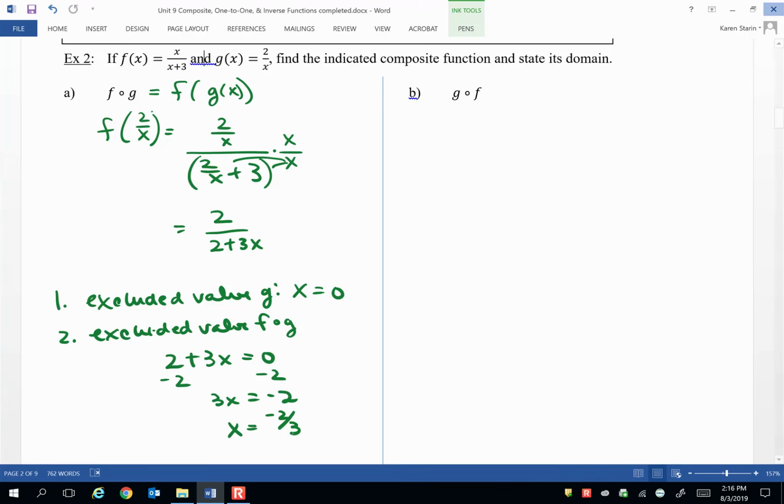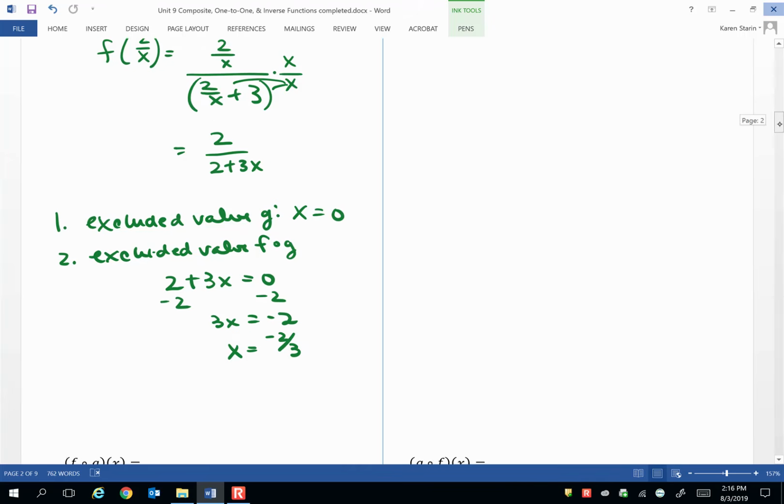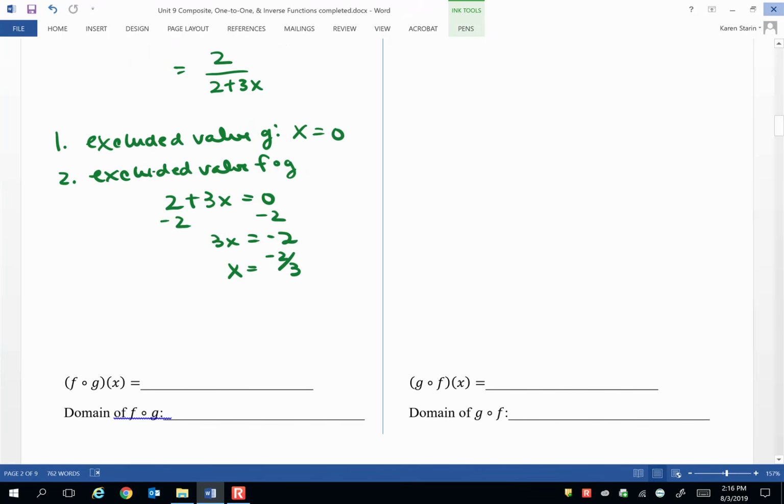So finally, and I'll slide this down a little, f composed with g of x is the function 2 divided by 2 plus 3x, and the domain in interval notation is negative infinity to negative 2/3, exclude negative 2/3, with the union symbol, negative 2/3. And then we also have to exclude 0, and then we can go on to infinity.